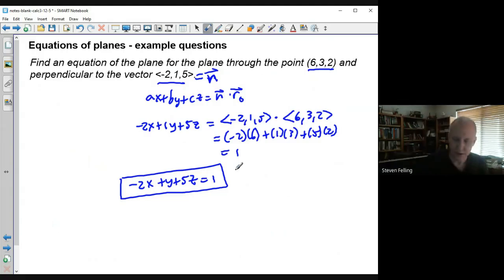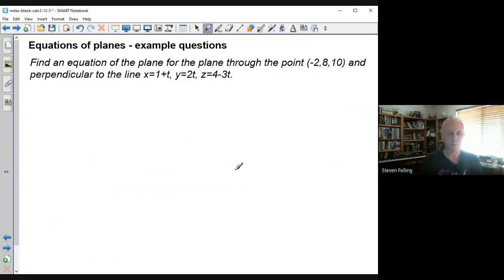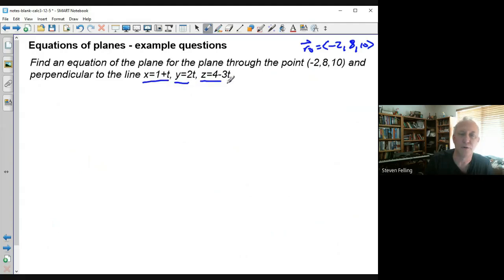Okay, let's take a look at another example. Find an equation of the plane through this point. So this is my r0 vector, negative 2, 8, 10. But it has to be perpendicular to this line. And they didn't give me the line in the normal form there. They gave it to me as parametric equations.